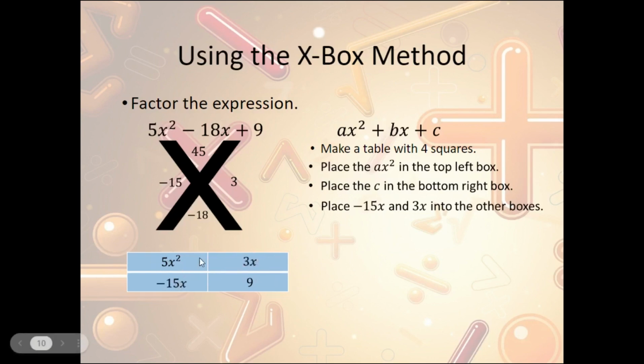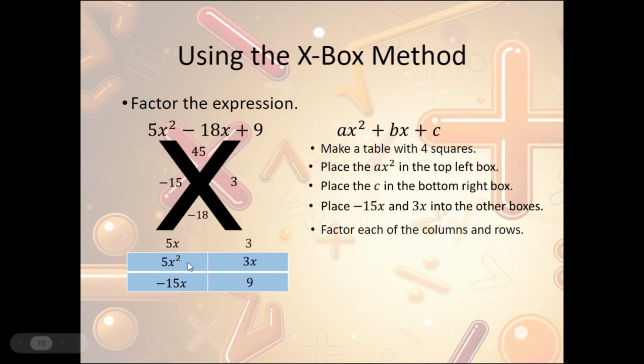Now we're going to factor out what we can, trying to find a common factor. So between 5x squared and 15x, there's a 5x in common. So that's what we would factor out, and we'll put it at the top of the box. Then we'll do this one, 3x and 9. Well, 3 is in common between those two, so we'll put a 3 at the top.